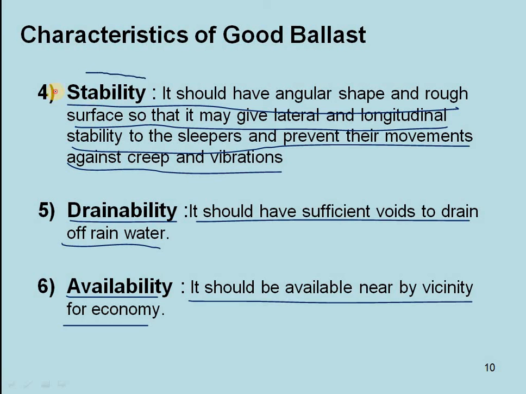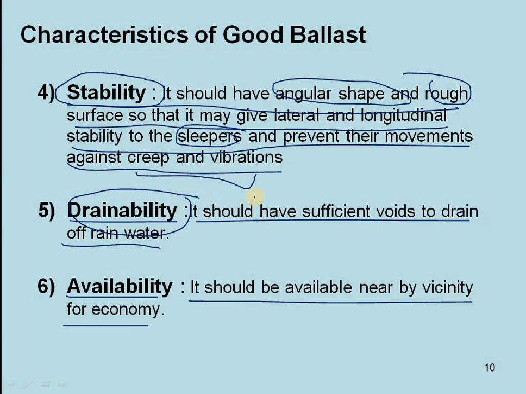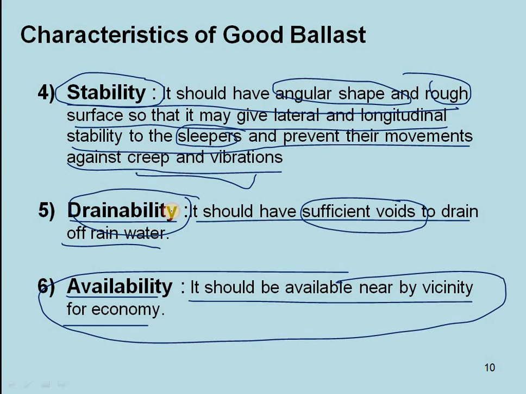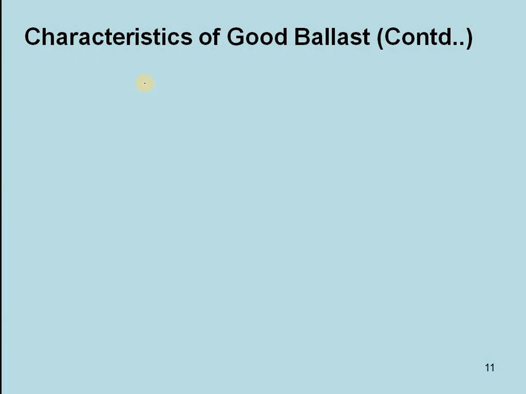The material should have stability, in an angular or irregular shape with a rough surface, for lateral and longitudinal stability and bonding of the sleepers, and prevention of their movements against creep and vibrations. When vibration and creep occur, the material should be in proper bonding and good grip. And drainability: the water should move out through the voids, draining the rainwater. And availability: materials should be available locally, at nearby places.